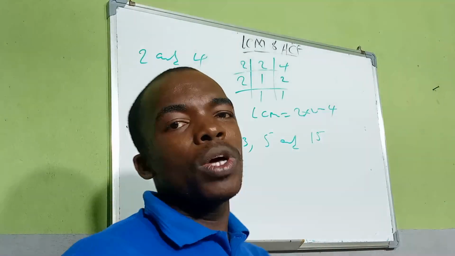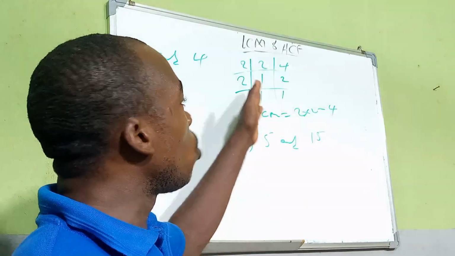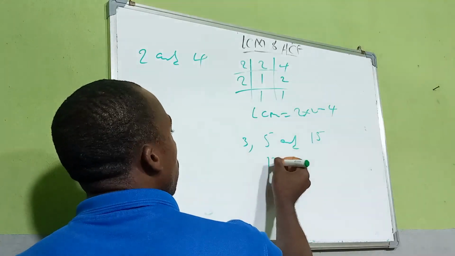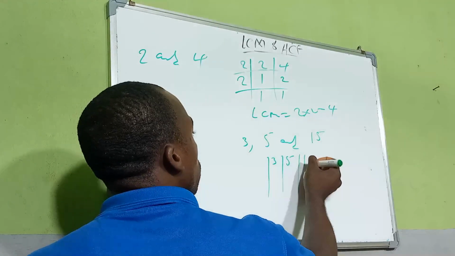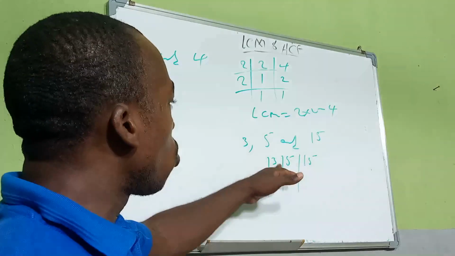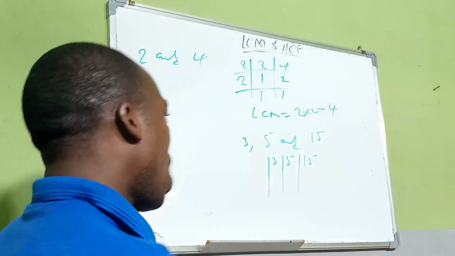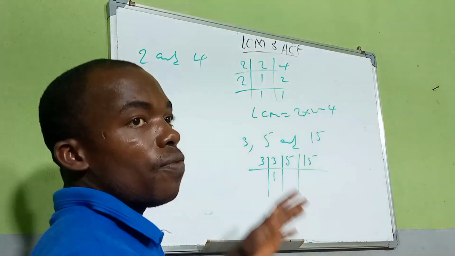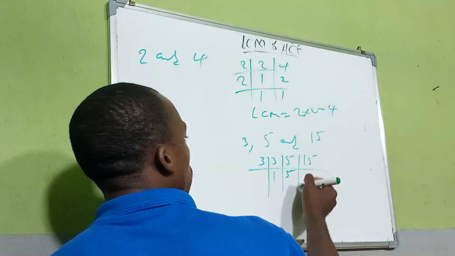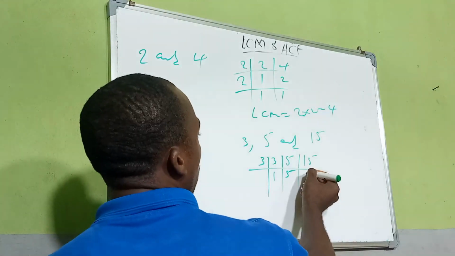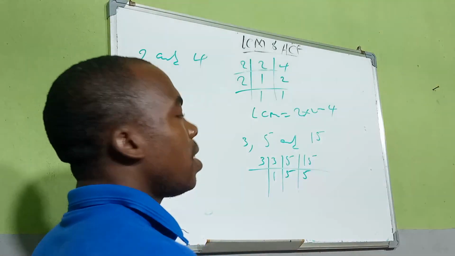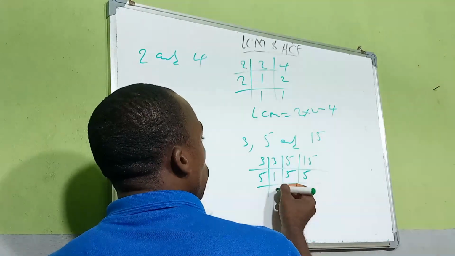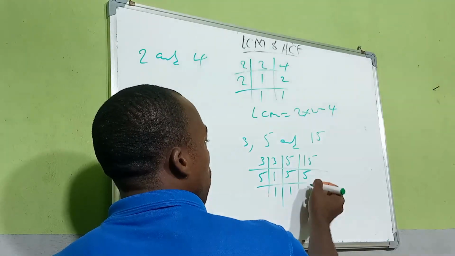When solving for LCM, we start from the lowest number that can divide through. So we write 3, we write 5, and we write 15. We start from the lowest number that can go into any of these. Then we have 3. When 3 divides 3, we have 1. When 3 goes into 5, there will be a remainder, so we bring down 5. And 3 divides 15, we'll have 5. Now the next thing that can go is 5. When 5 divides 1, we bring down 1. 5 divides 5, we'll have 1. 5 divides 5, we'll have 1.